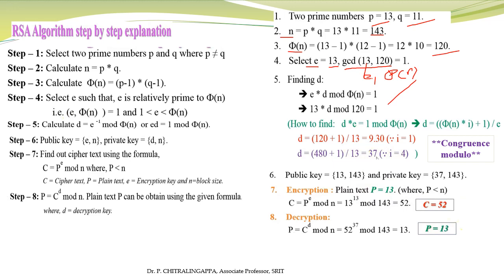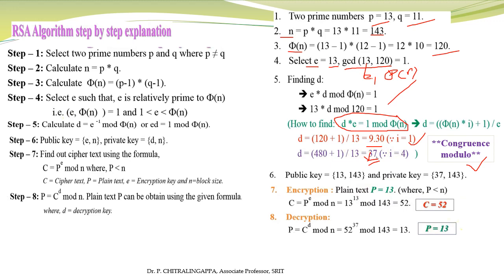So how to find the d value? d into e equals 1 mod phi of n. We can convert this by using the congruence modulo operation. So d equals phi of n into i plus 1 divided by e. So this formula is converted like this. Then you can substitute the i value, and we will get some value. Wherever you are getting an integer value, not a decimal portion, that is called the private key.